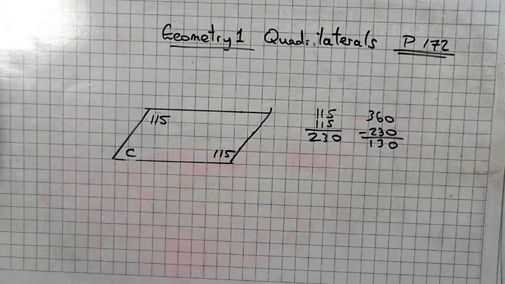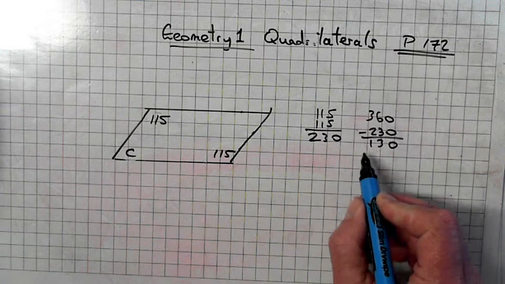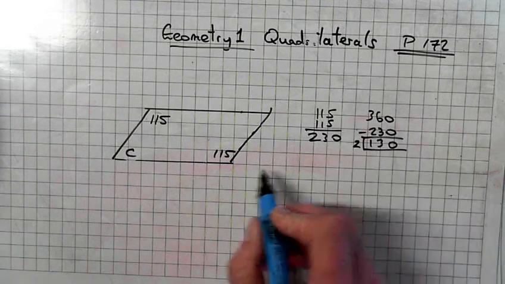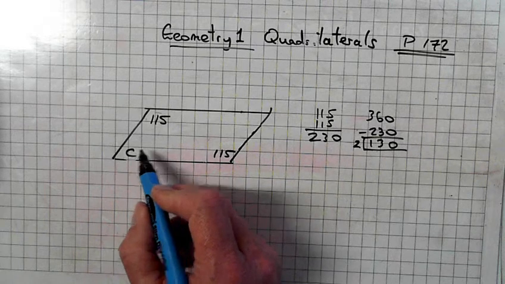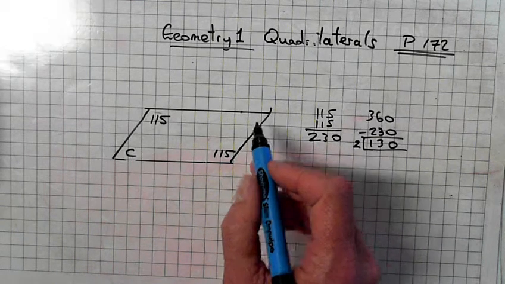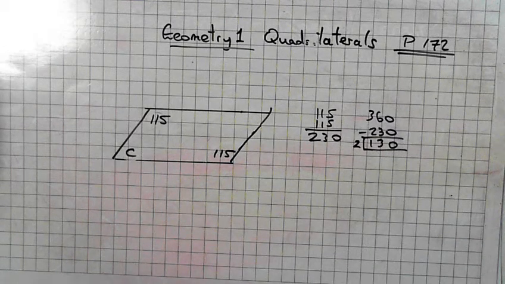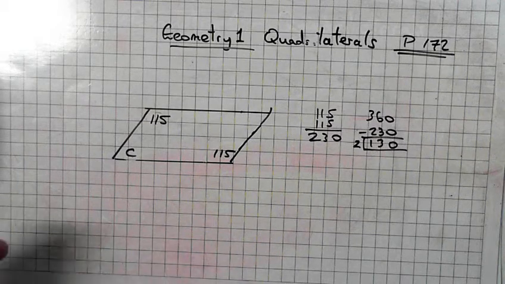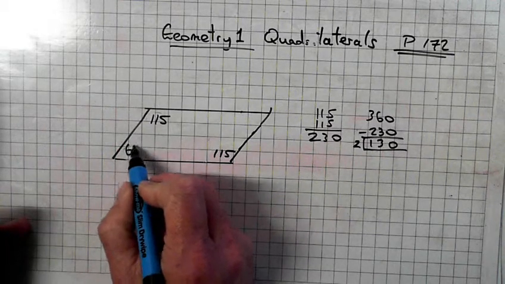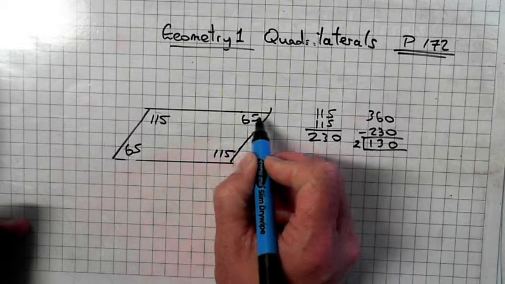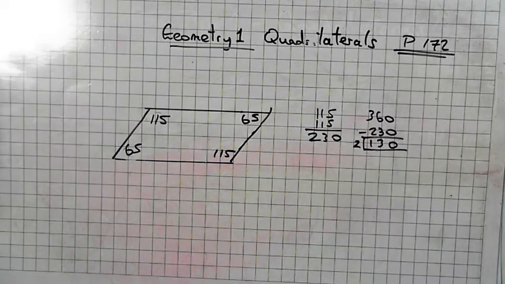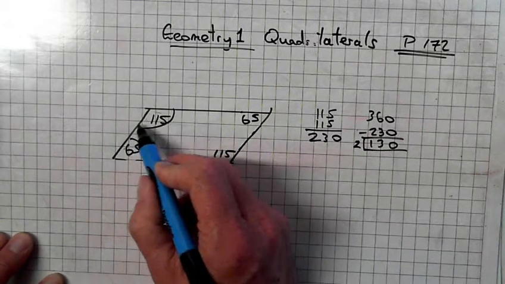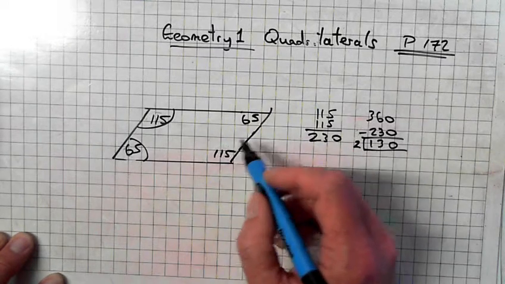So how do I find C? This plus this adds up to 130, so 130 divided by 2. So C is equal to 65. And this angle is equal to 65. If you notice, if you add these two angles, they add up to 180. Those two add up to 180.